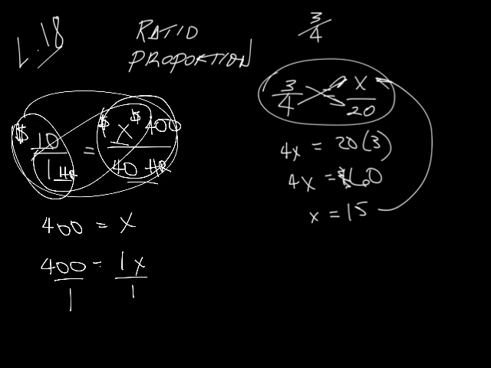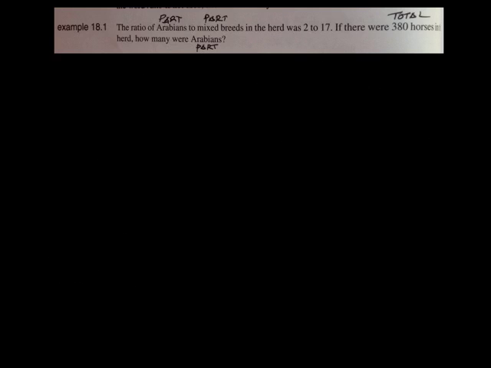Alright, so let's go ahead and look at example 18.1. So there is example 18.1, and we're going to use proportions in order to solve this. They said, first of all, that the ratio of Arabians to mixed breeds in the herd was 2 to 17. If there were 380 horses in the herd, how many were Arabians?